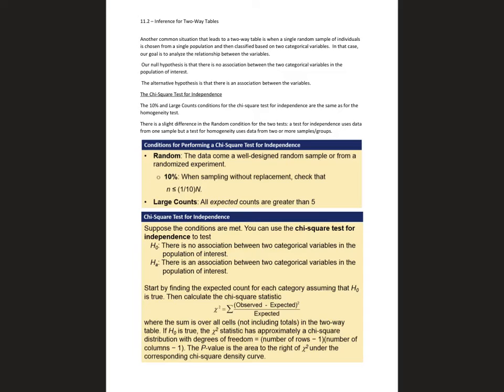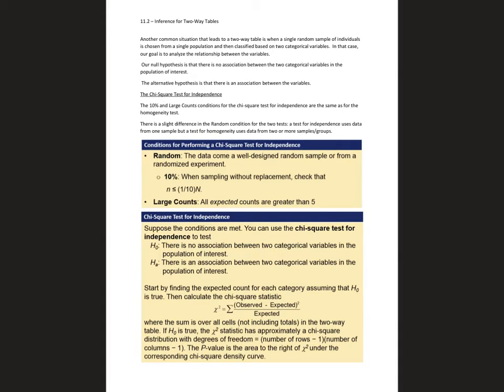Another common situation that leads to a two-way table is when a single random sample of individuals is chosen from a single population and then classified based on two categorical variables. In that case, our goal is to analyze the relationship between the variables. Our null hypothesis is that there is no association between the two categorical variables in the population of interest, and the alternative is that there is an association.